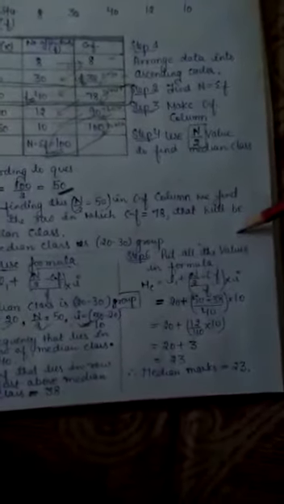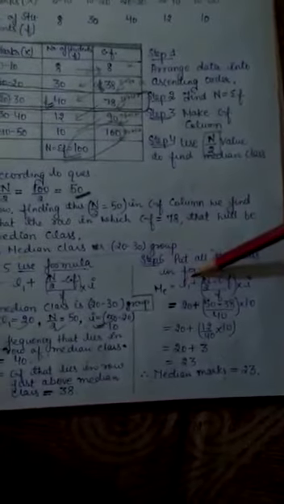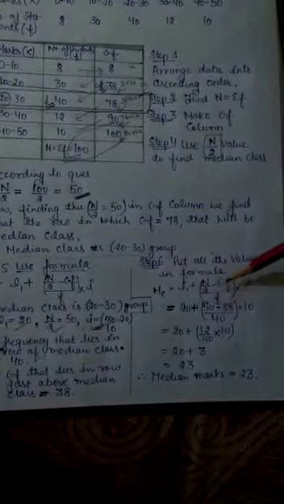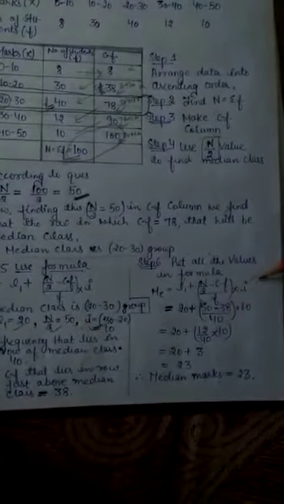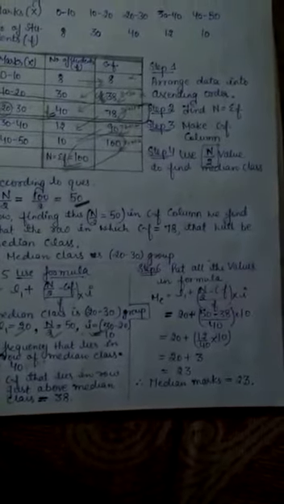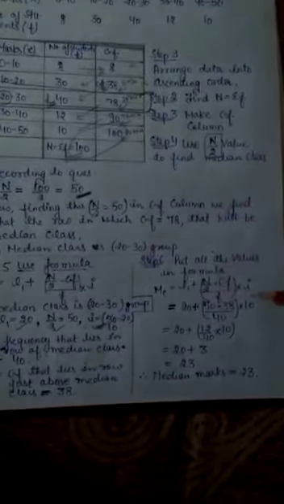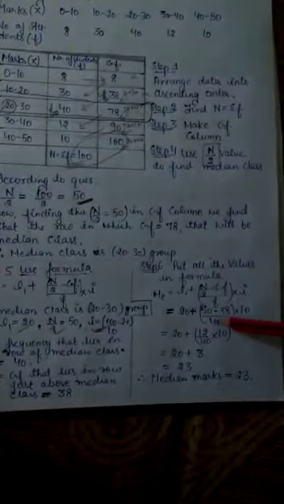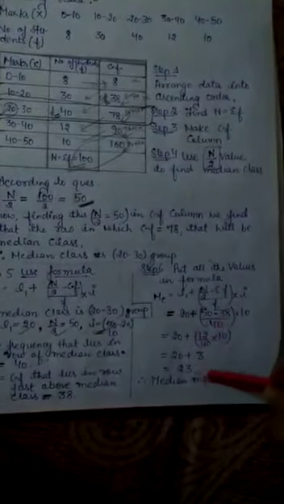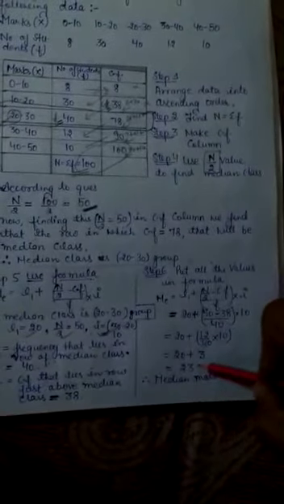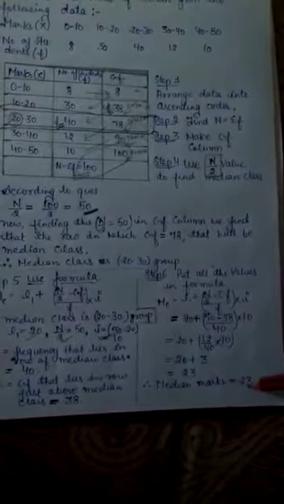So the next step is to put the values in the formula. L1 was 20, n by 2 is your 50, CF is your 38, f is your 40, I is your 10. So what will you get? 20 plus 50 minus 38 will give you 12. Then 12 upon 40 into 10. When you calculate this, you will get the answer 3. And 20 plus 3 will give you 23. So your median marks is 23.